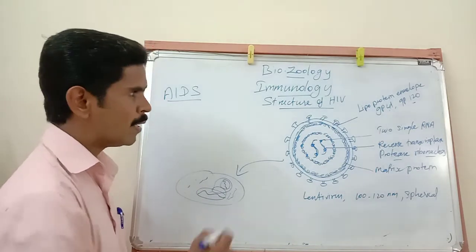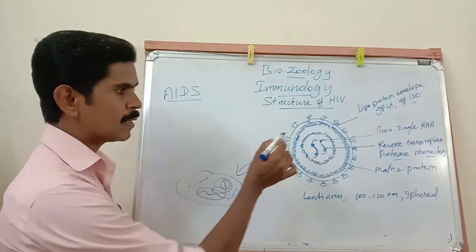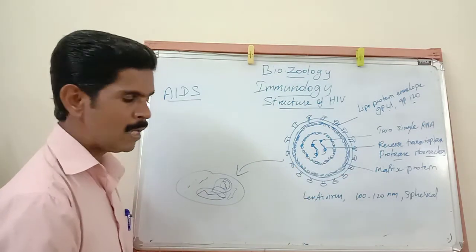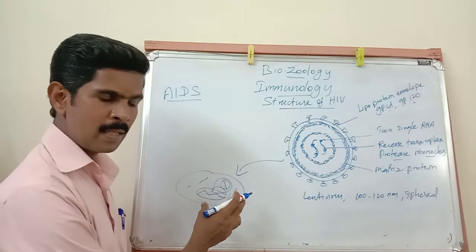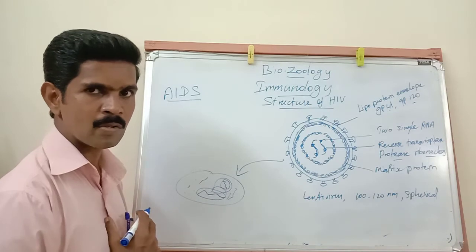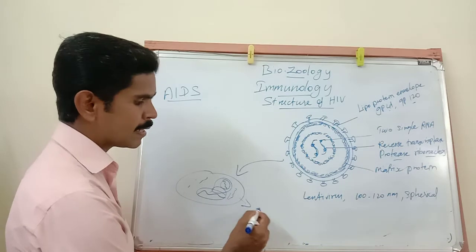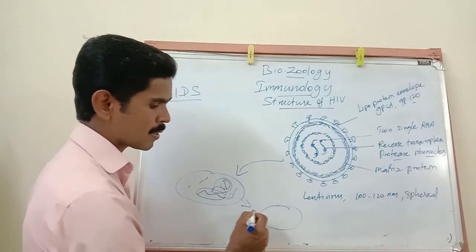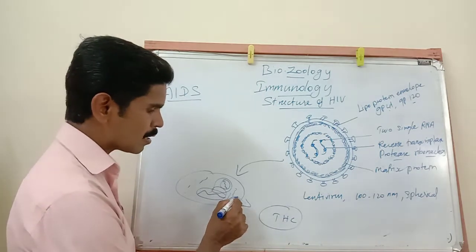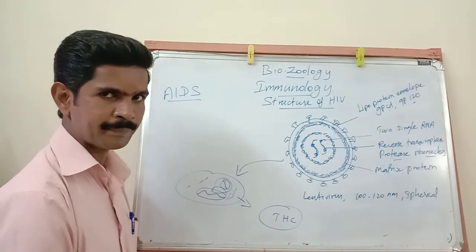Let me repeat this point. When this HIV virus enters our host cell, immediately the RNA is converted into DNA with the help of the reverse transcriptase enzyme. Now both DNAs are mixed, and the viral particles are also produced inside the macrophages. Understand? Now this virus is entering the T helper cells, the T cells. The virus leaves the macrophages and enters the T helper cells.